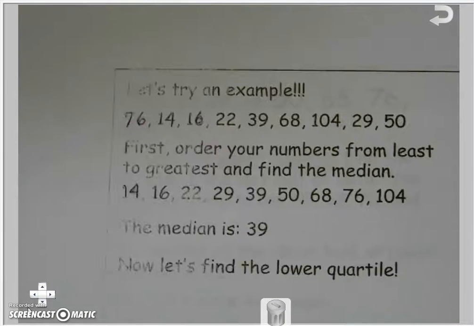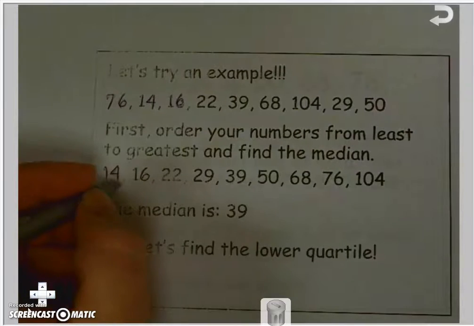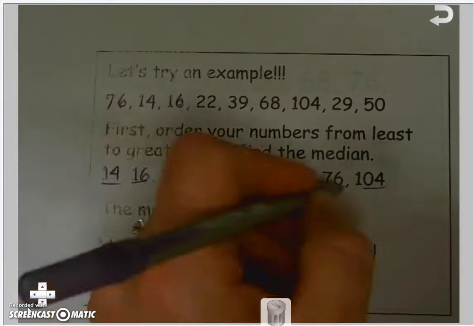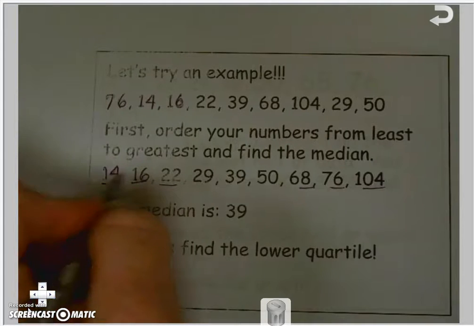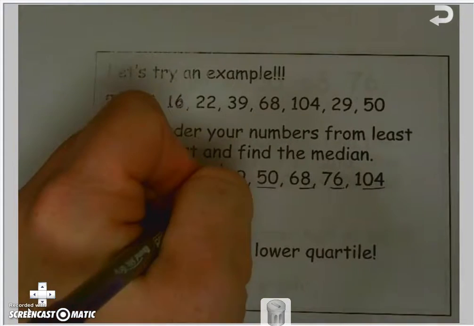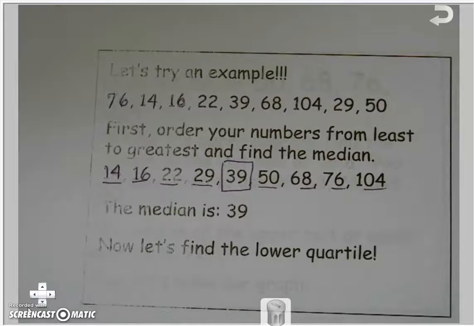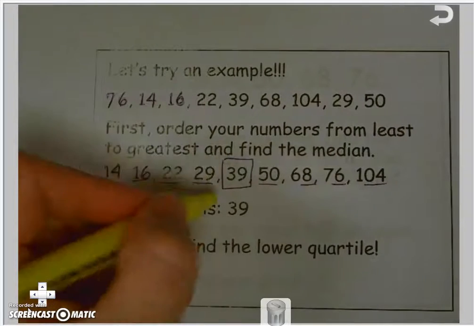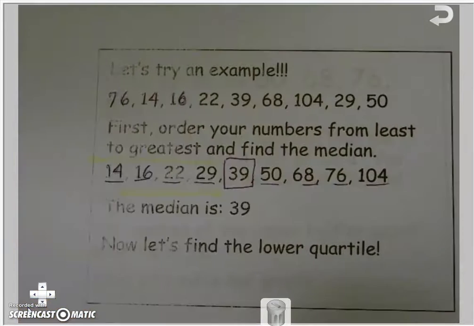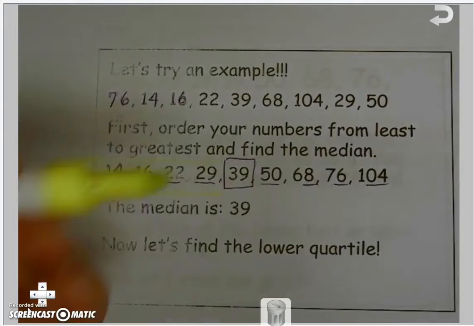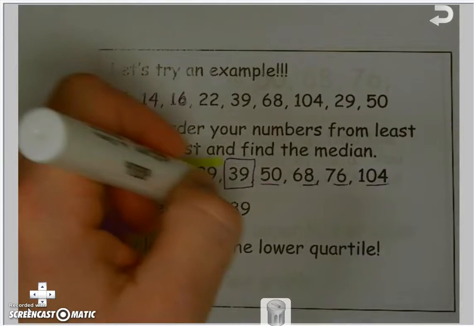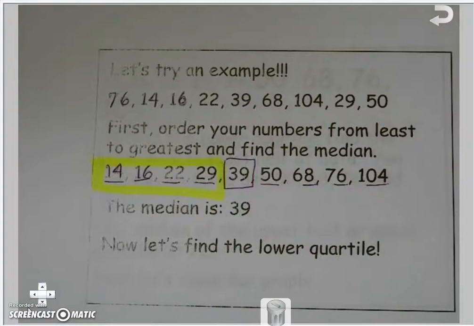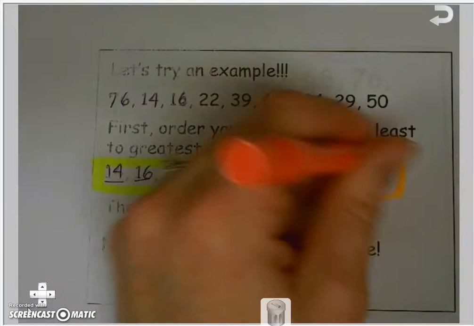And if I was to find the median, I need to find the middle number. So I'm going to start eliminating values from both sides. Every time I take off a smaller number, I take off a larger number. And then right here, we decide that the median would be 39. So now, everything that's lower than the median, we're going to use for the lower quartile. Everything that's higher than the median will be used for the upper quartile.